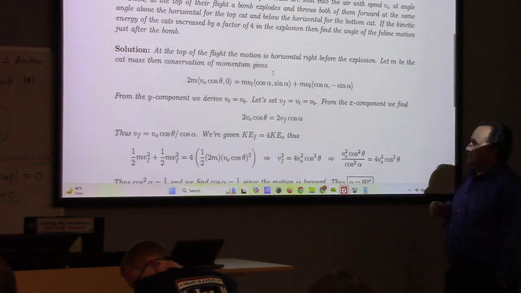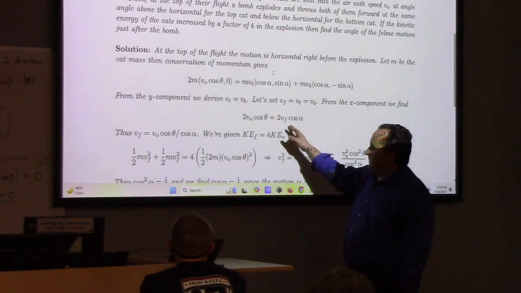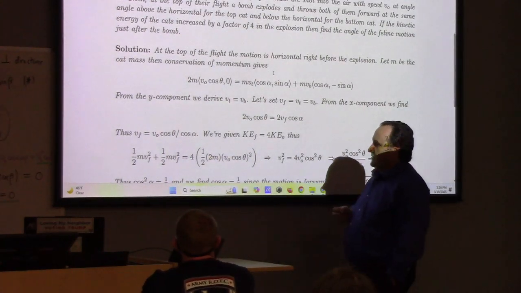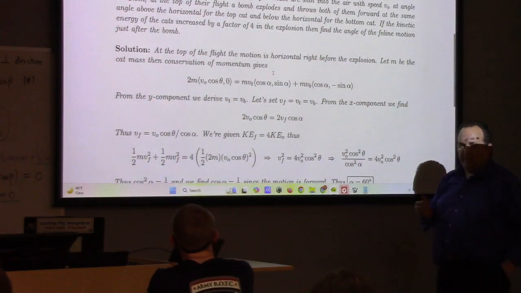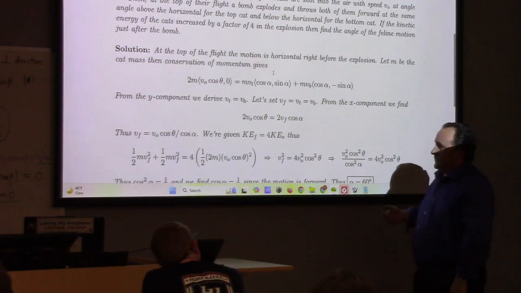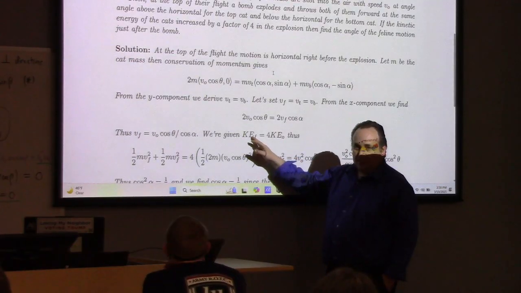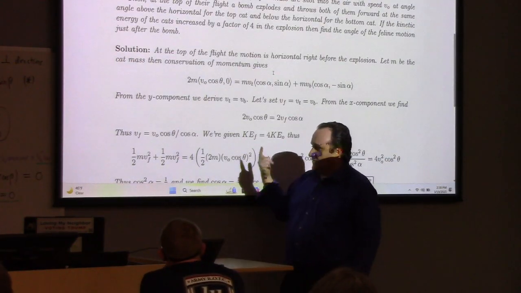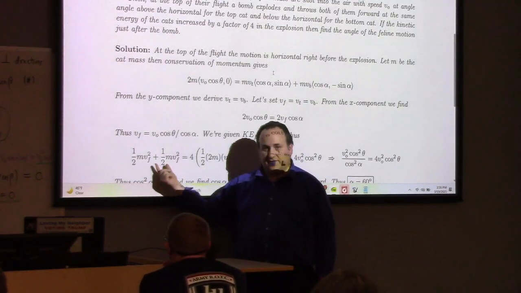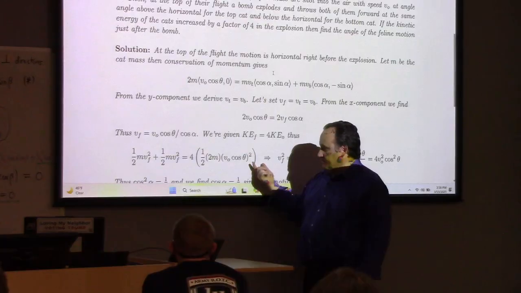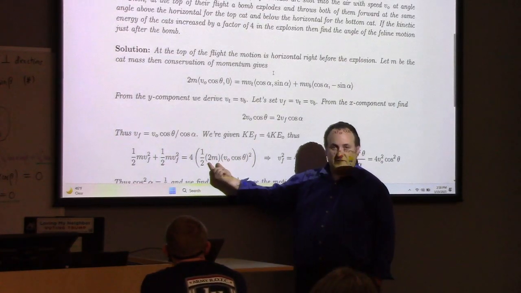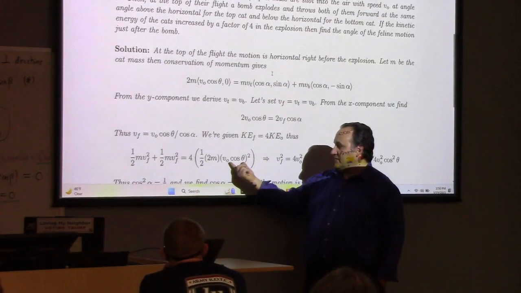And as such, I also find that the final velocity is v naught times the ratio of the cosine at which the cat was launched and the angle at which it exploded off at the top of the zenith of the flight. We're also given that 4 times the initial kinetic energy is equal to the final kinetic energy. So the final kinetic energy has 2 pieces, the upper cat and the lower cat, but it's the same kinetic energy, just half goes up and half goes down. And then before, we have 4 times the initial kinetic energy, which remember is 1/2 the total mass, which was 2m at the start, and the initial velocity.